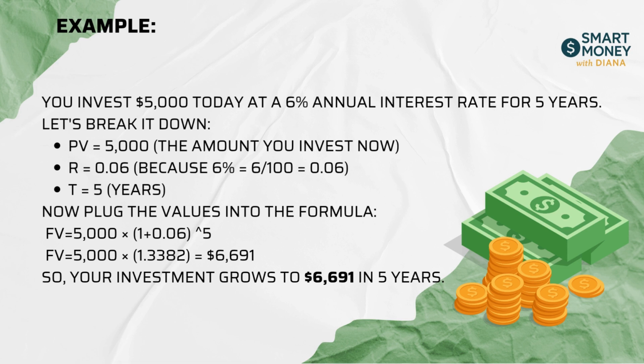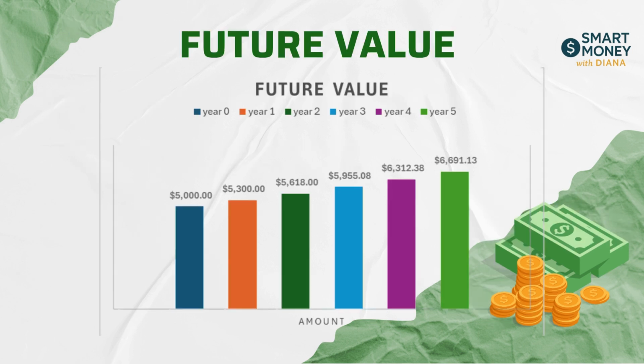FV equals 5,000 times 1.3382 equals $6,691. So your investment grows to $6,691 in 5 years. That's the power of investing over time.